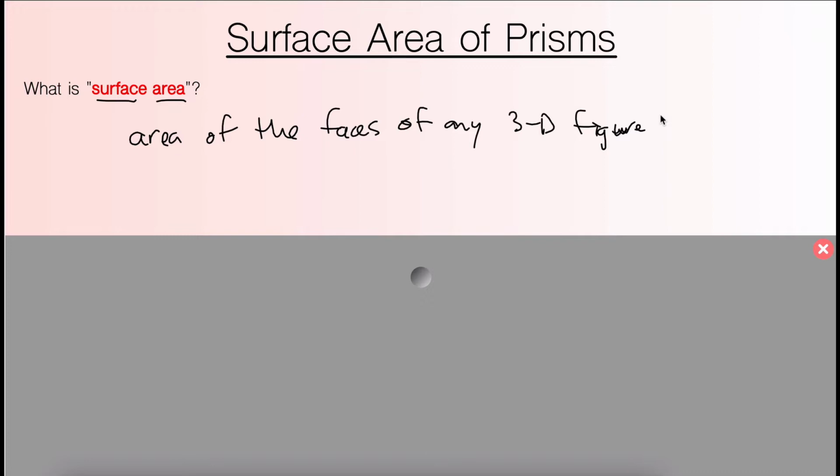In this lesson, only prisms. But yes, you find the area of the faces in total for any three-dimensional figure. That is the surface area.